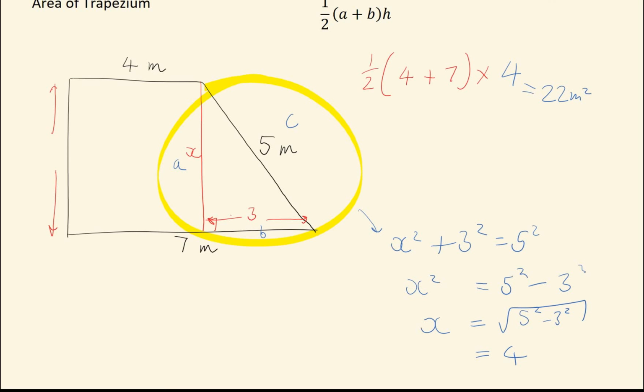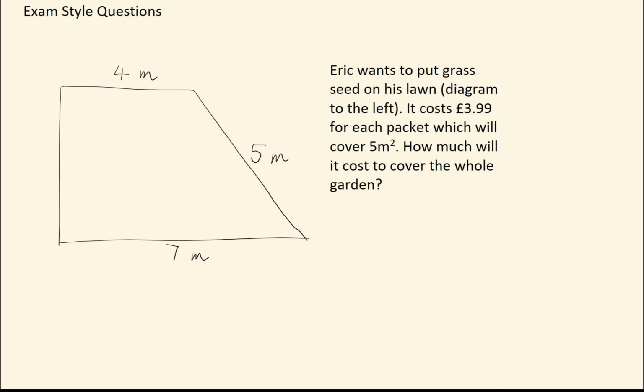So those kind of things make it into your exams. We'll see a few more exam style questions, and that is this question here. So we've got the same shape as before, and I've got a lot of wording thrown into it here. So Eric wants to put grass seed on his lawn, diagram to the left. It costs him $3.99 for each packet, which will cover 5 meters squared. How much will it cost to cover the whole garden?